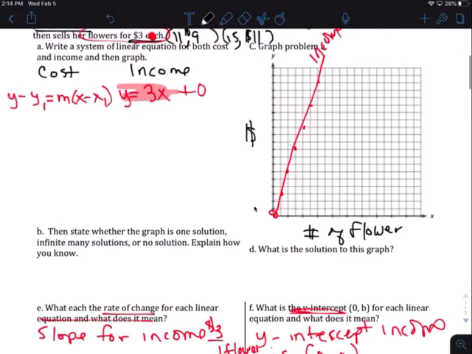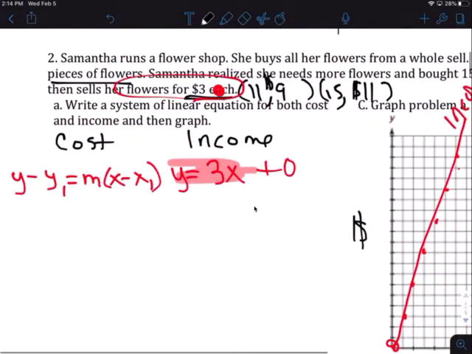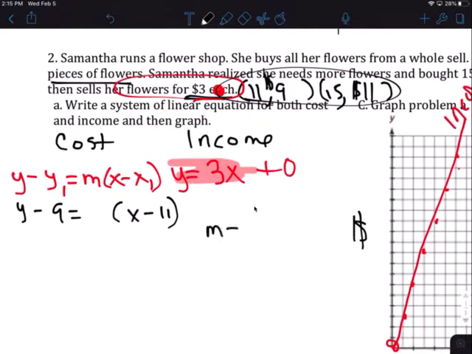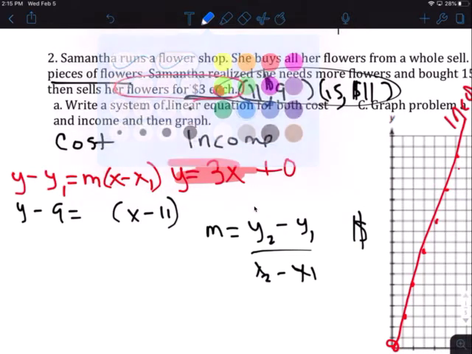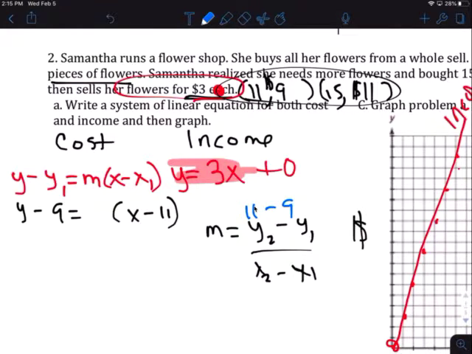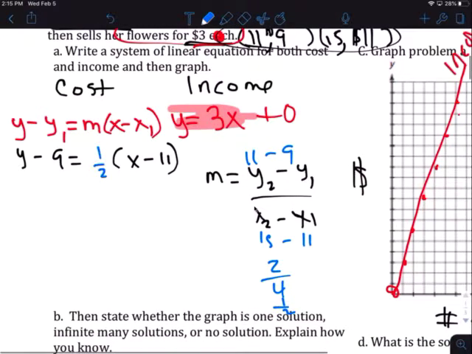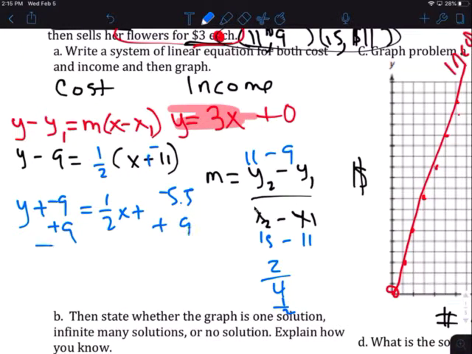For the cost, you have to use point-slope because they gave you 2 points. y minus 9 equals, we don't know yet, m times x minus 11. We can find m by doing y sub 2 minus y sub 1 over x sub 2 minus x sub 1. So y sub 2 minus y sub 1 is 11 minus 9, so that's 2, over 15 minus 11, which is 4, which is a half. Half right here, 1 half x plus, that's a negative 5.5. Put in your calculator, y plus negative 9, add 9, add 9. You get y equals 1 half x plus 3.5.